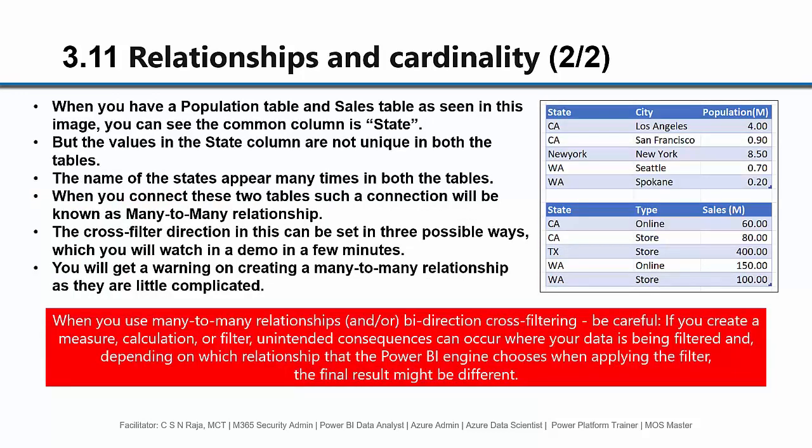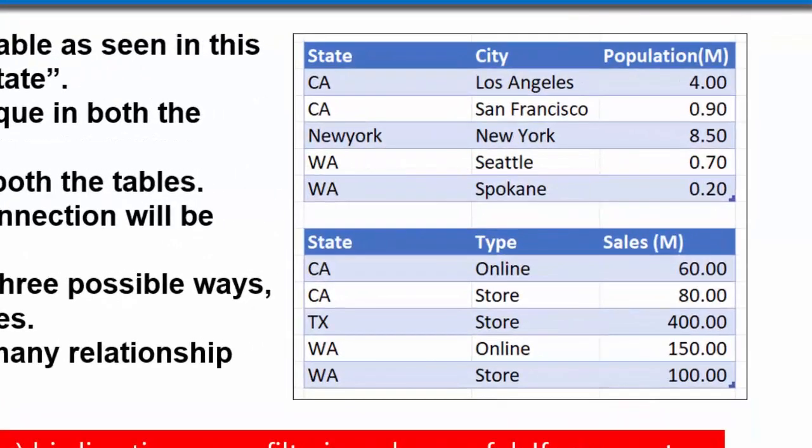When you have a population table and a sales table as seen in this image, you can see a common column called state. But the values in the state column are not unique in both the tables. The name of the states appear many times in both the tables.